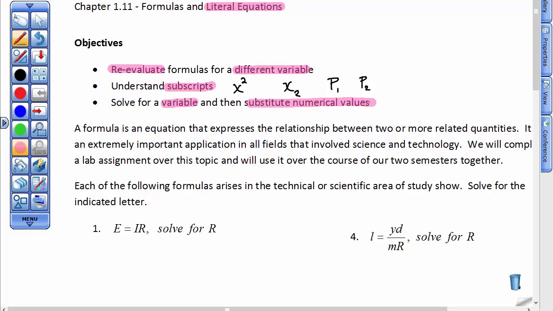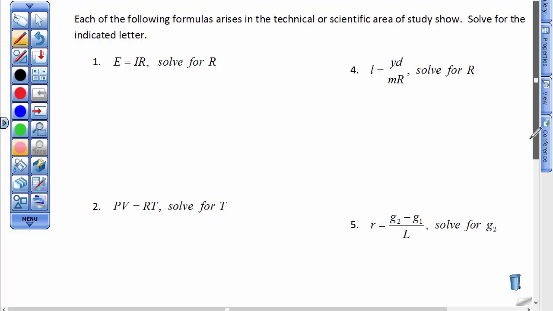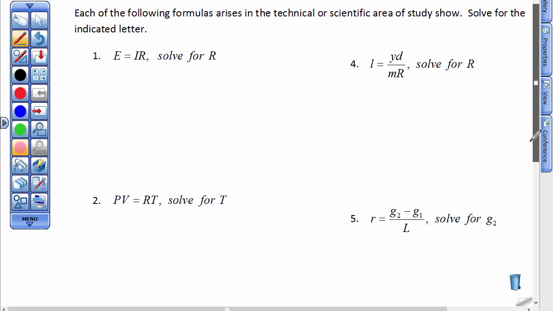Very, very important in all of our sciences. Probably one of the most important algebra skills that we need if we're studying in an engineering program. Okay, so we're going to take these formulas that you see here. Every once in a while I'll tell you where they're used, but basically they are used in a technical or a scientific area of study, and we're going to solve these formulas for a different letter.